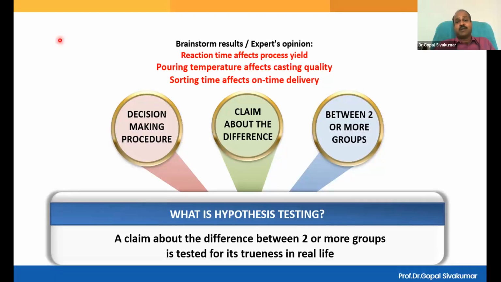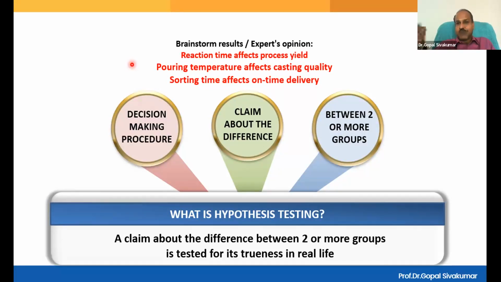Now, second statement: pouring temperature affects casting quality. Casting quality is output. Pouring temperature is input. Now, what is the brainstorming team telling? Hey, handle the pouring temperature carefully. That is what they are telling, am I right?